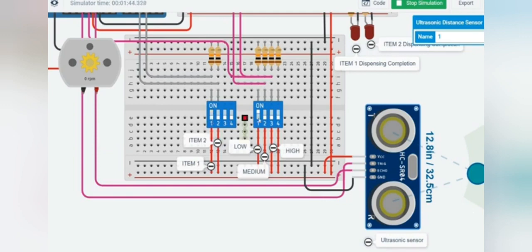Now another thing is, if without selecting the quantity and the items, the user has held his plate, then also there is no rotation, and there is no dispensing of food. So we can verify all those things also. Now this is all about the Tinkercad model, that is the modeling and the simulation.